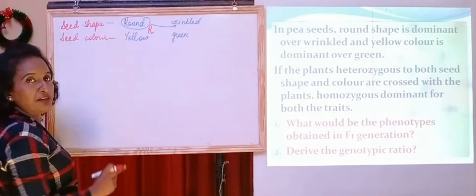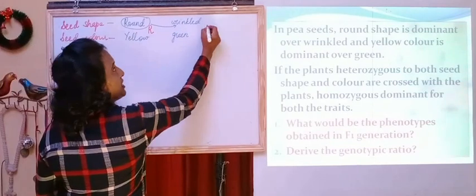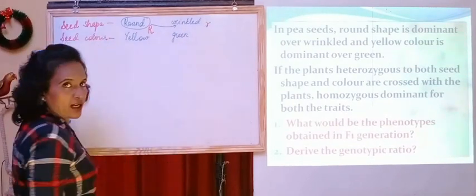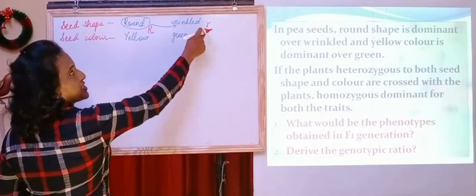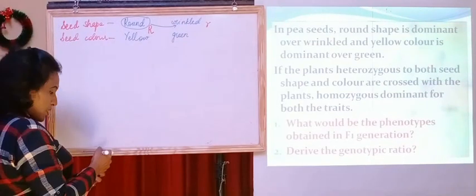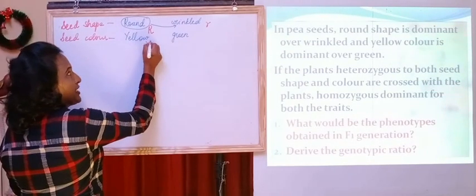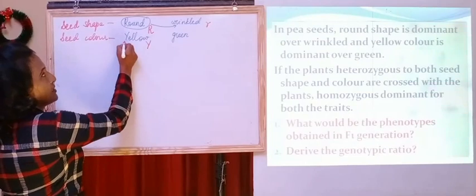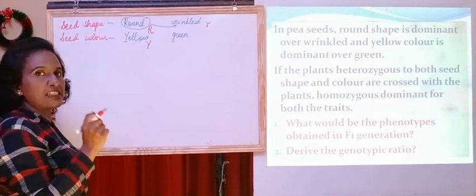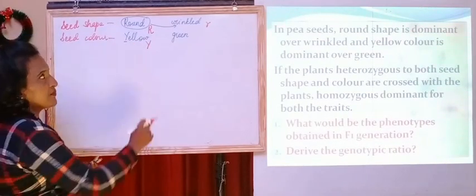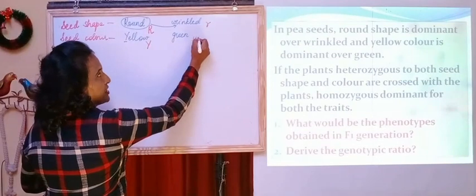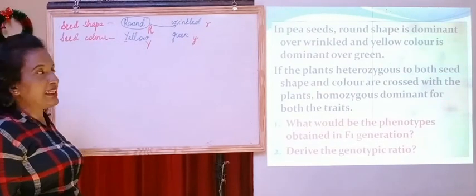We take the first letter of the characteristic, whereas for wrinkled, I will use small r, the lower case of the same alphabet. For yellow, I will take capital Y since Y is the first letter of this characteristic, and for green, I will take small y.